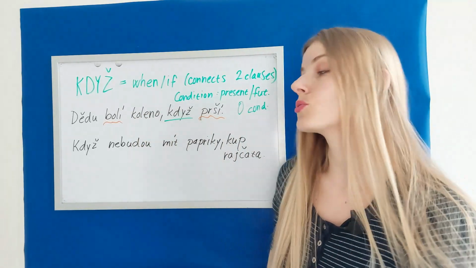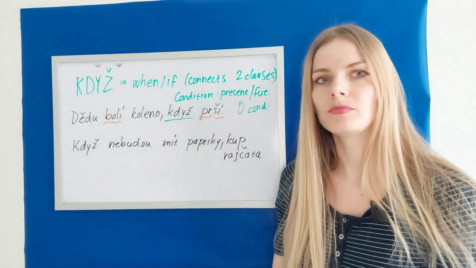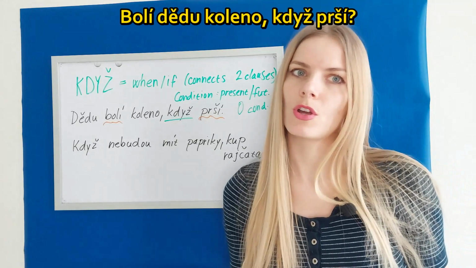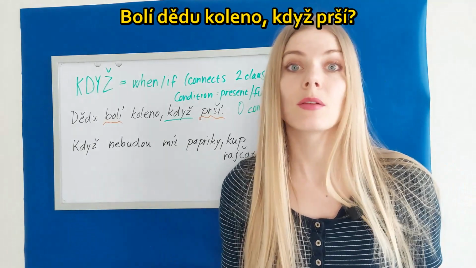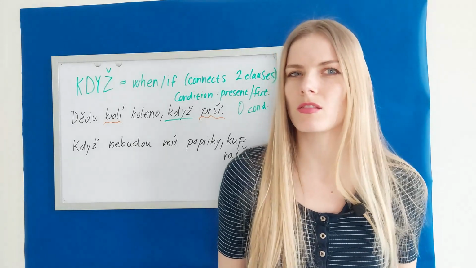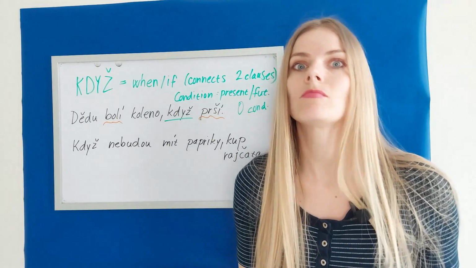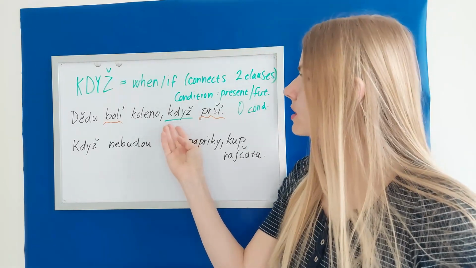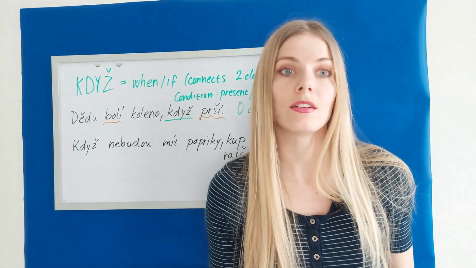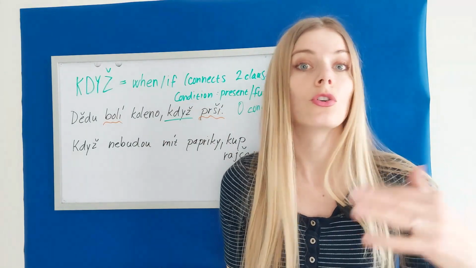We could also switch the order. We could also say, když prší, dědu bolí koleno. Or it could also be put in a question. Bolí dědu koleno, když prší? Does my grandpa's knee hurt when it rains? So this would be a little tricky because you could think, oh, it's a question, it has to be kdy. But we are talking about a condition. We're not asking when is it that his knee hurts. We are asking about the condition, if this condition is true or not.